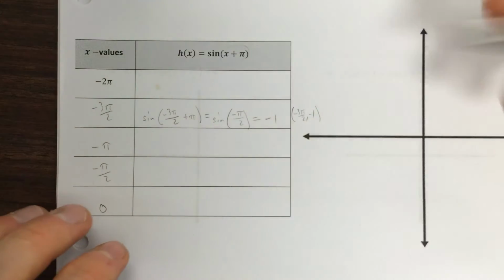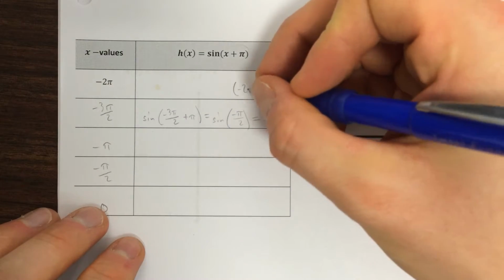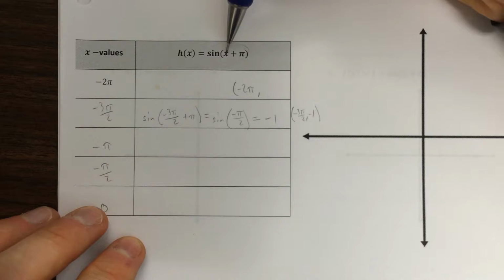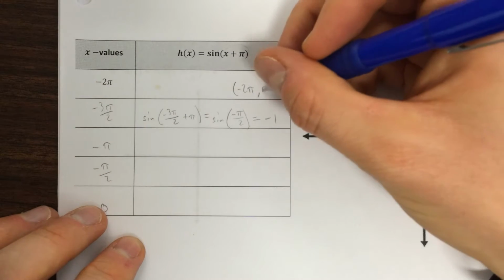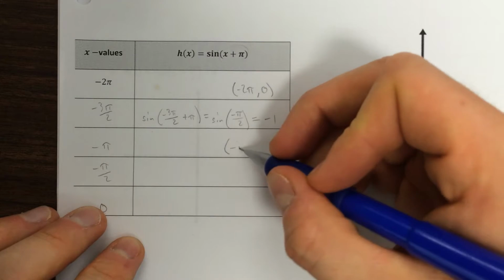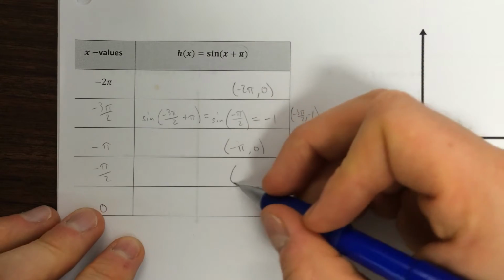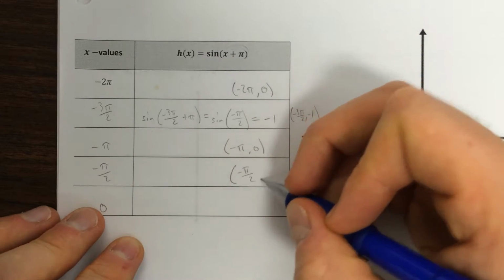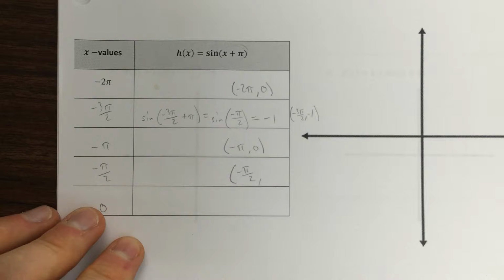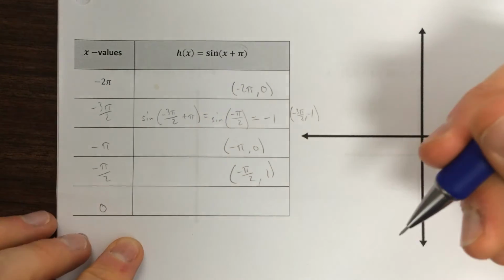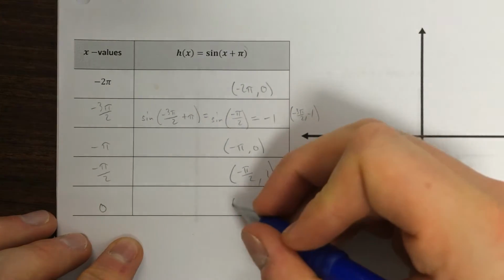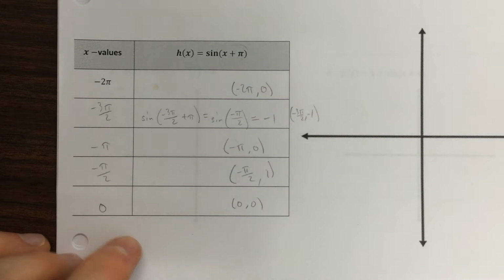We could do a similar thing for the rest of them. Negative 2 pi. If I plug this in, negative 2 pi plus pi is negative pi. Sine of negative pi is 0. Similar thing for negative pi. Negative pi over 2 would be 1. And 0, 0.